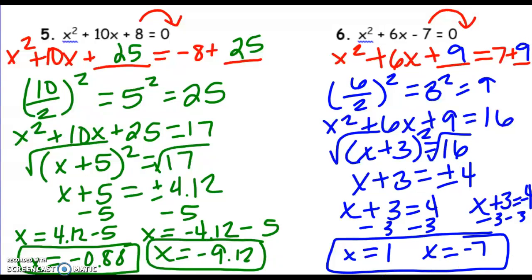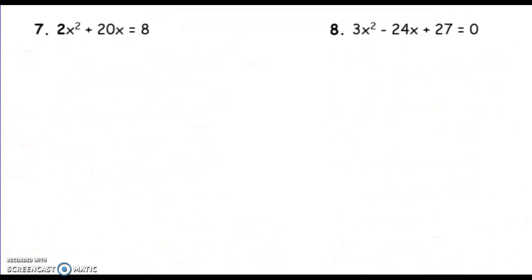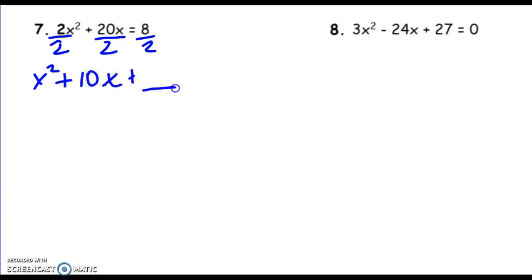Okay, these last two are going to be the most difficult, and the reason why is because it has a 2 out front. So we're going to divide everything by 2. Just like we multiplied everything by something, I can also divide everything by something, and it still stays the same equation. So that gives me x squared plus 10x plus something is equal to 4 plus something.